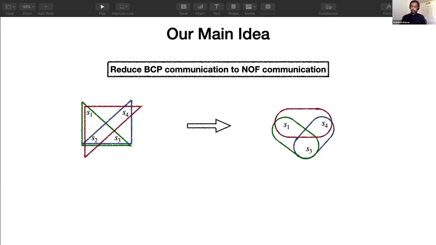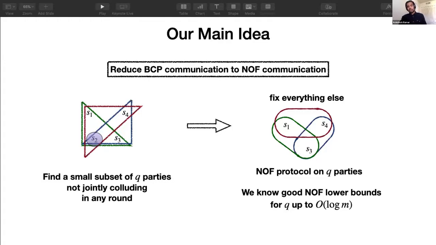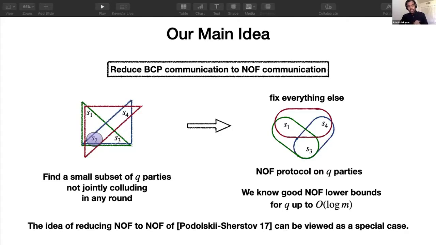So let's just take a step back and see what we did. We found a small subset of q parties not jointly colluding in any round. As soon as we did, we can fix everything else, and we have a NOF protocol on q parties. Now we can use lower bounds on NOF to actually get our first theorem. Podolsky and Sherstov actually reduced NOF to NOF and can be seen as a very special case. So they obtained logarithmic lower bounds.